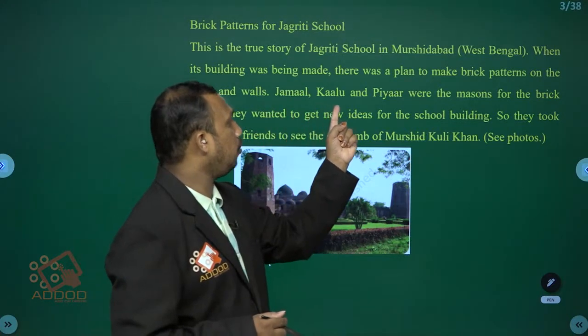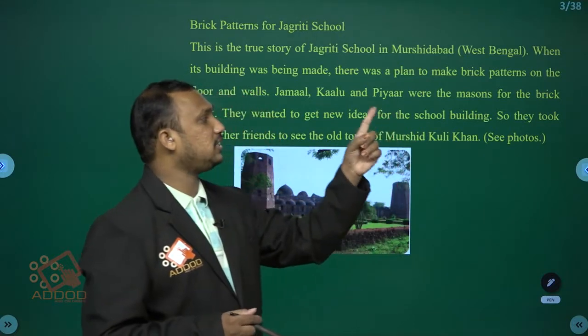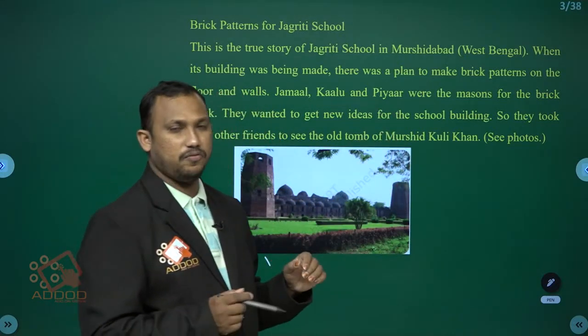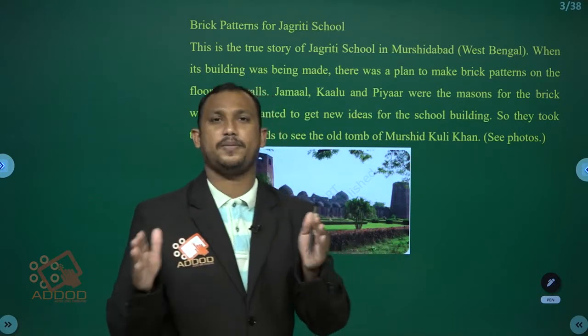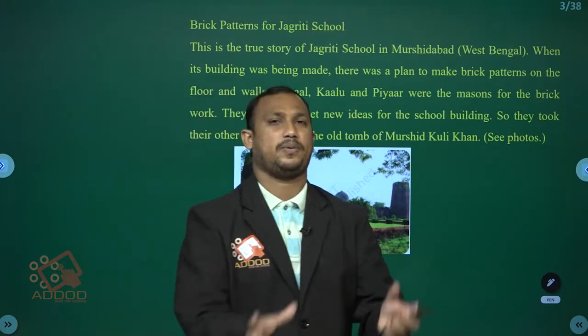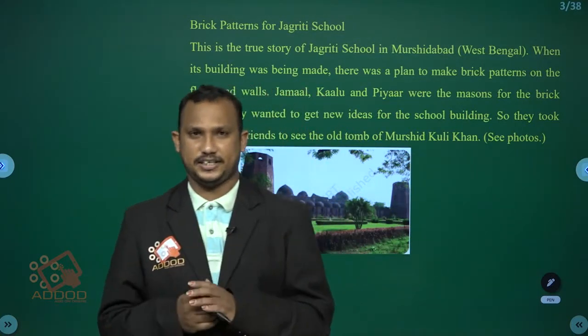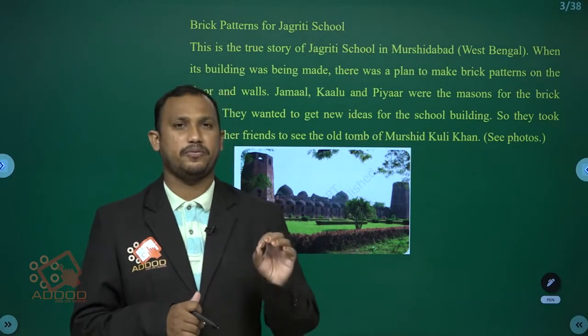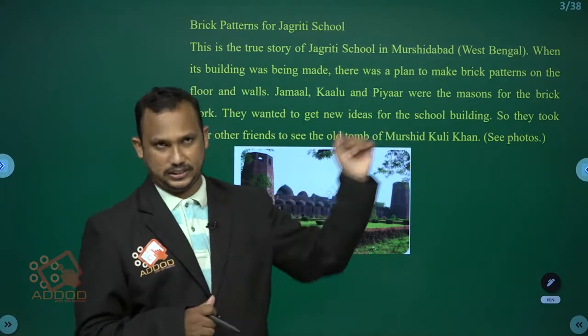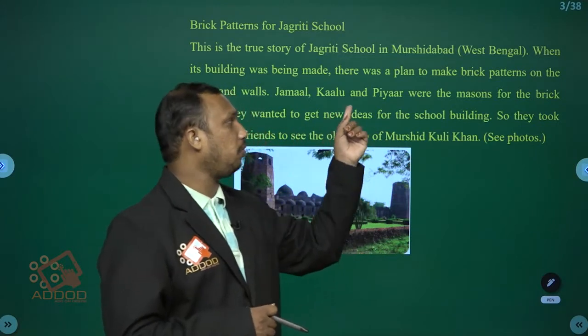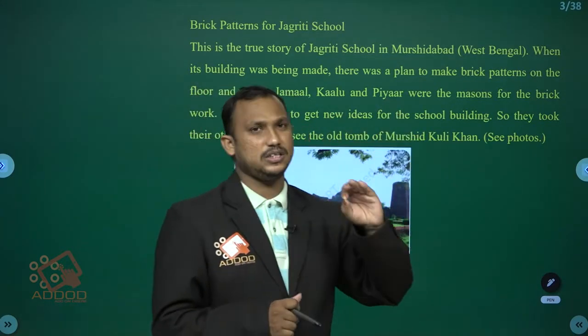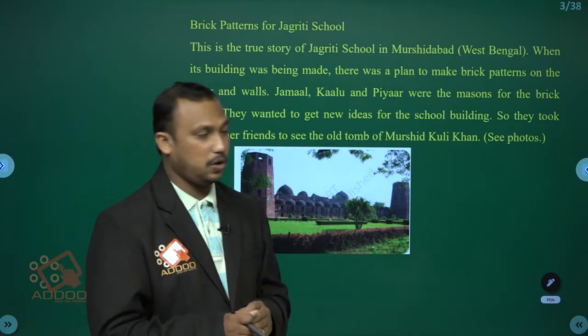Jamal, Kalu and Payar were the masons for the brick work. For construction, each work is divided among people: some grind the cement, some pass the bricks, some take out the sand, some bring the stones. Every work was divided in the construction. Likewise, the brick work was given to these three persons, Jamal, Kalu and Payar. They took the work of bricks.